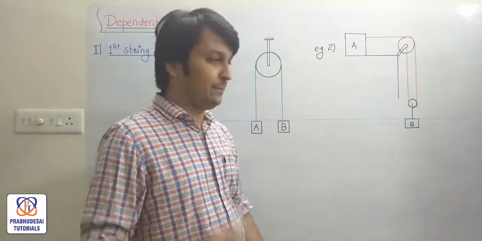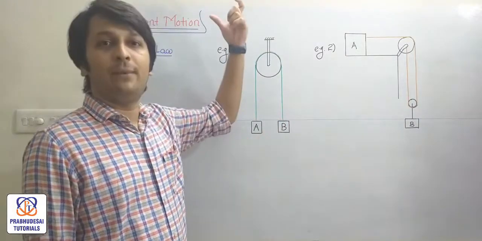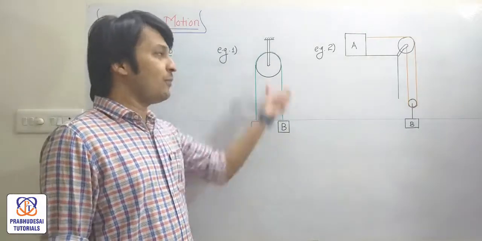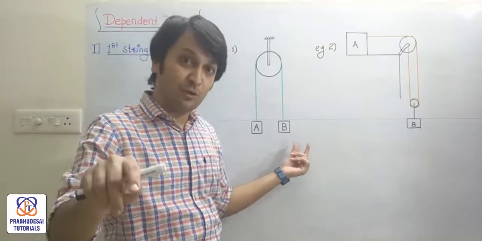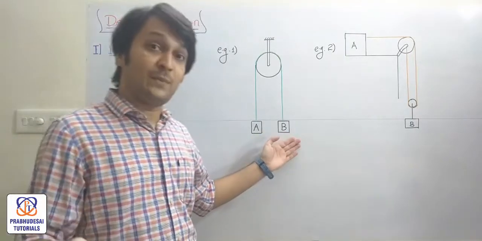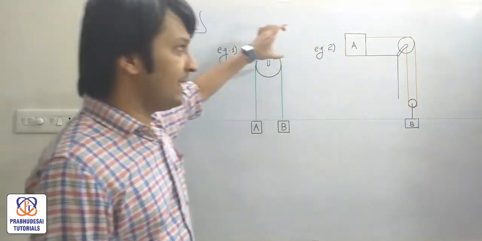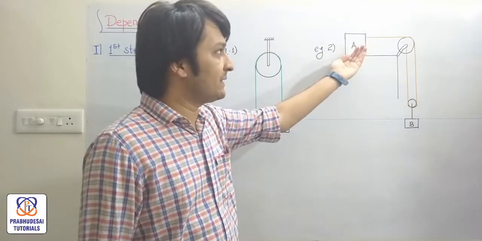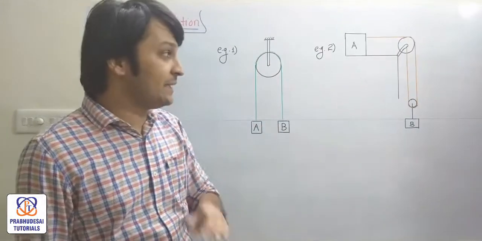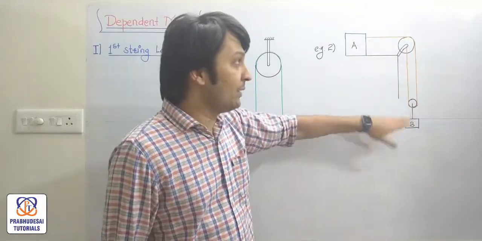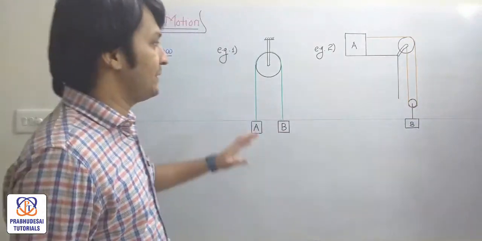How? Check this. For example, if I pull this B block downwards, then block A will move up, correct? Or block A down, then block B will move up. That means block A motion is based on block B motion, or motion of block B is based on motion of block A. Same here, you can just pull this A behind, that means you can put this A to the left, then this will move up. So if the motion of any one block is based on any other block or any other particle, then it is called dependent motion.